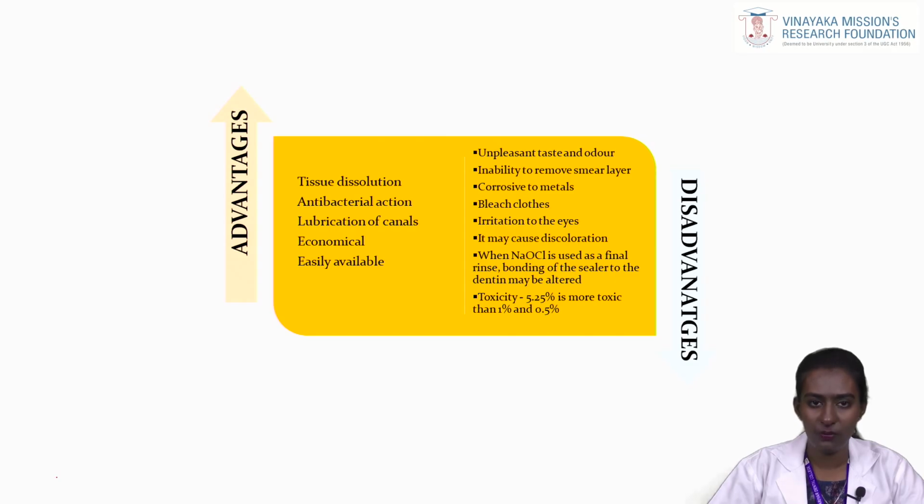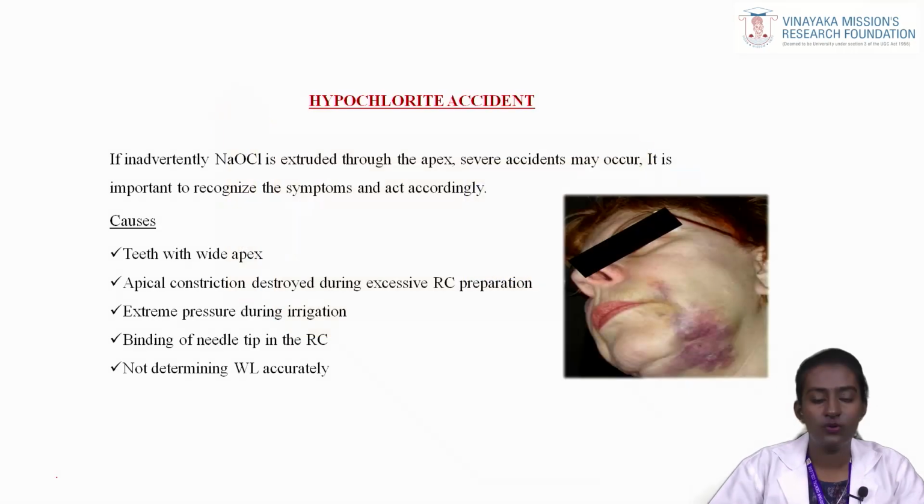lubrication of canals, it is economical, and it is easily available, whereas the disadvantages are that it has an unpleasant taste and odor. It has an inability to remove the smear layer, it is corrosive to metals, it bleaches cloth, it causes irritation to the eyes, it may sometimes cause discoloration, and when sodium hypochlorite is used as a final rinse, it affects the bonding of the sealer to the dentin. As for toxicity, 5.25% was found to be more toxic.